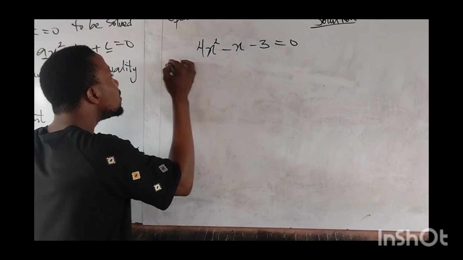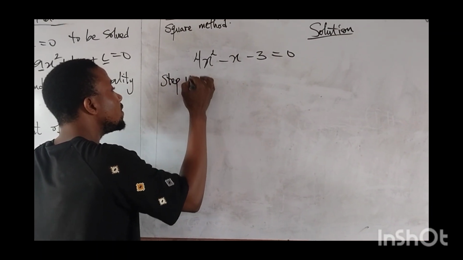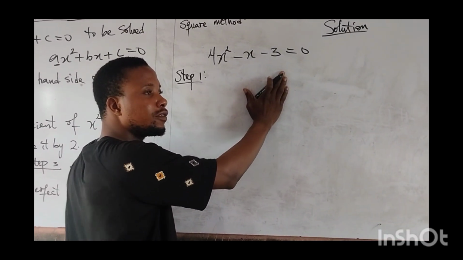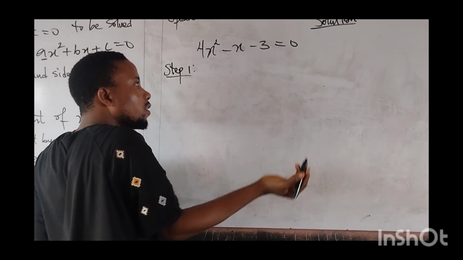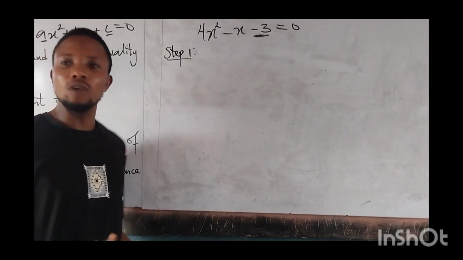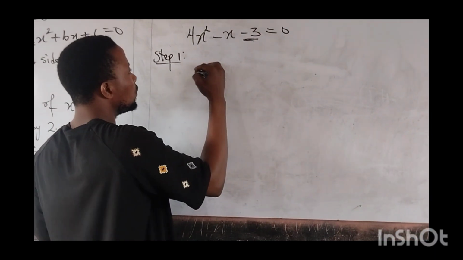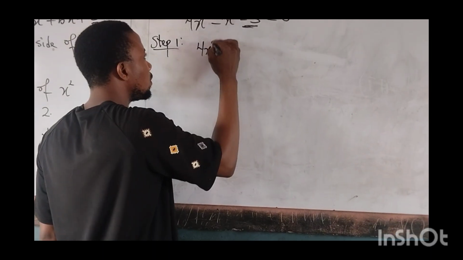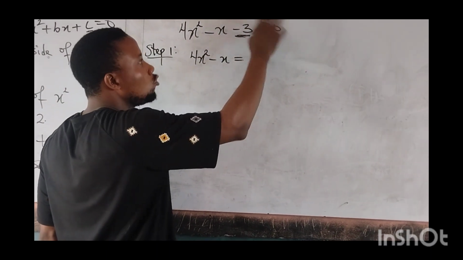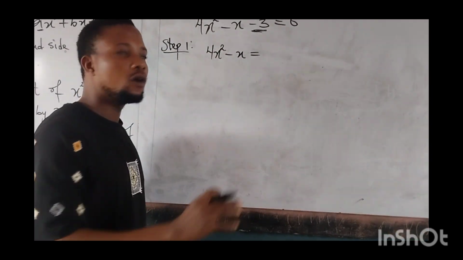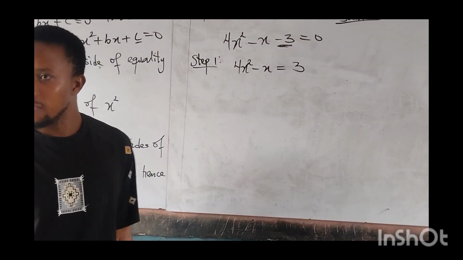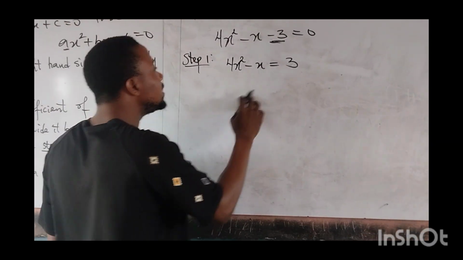Step 1, just for better understanding. What is step 1? You take the constant of the equation to the right hand side. What is the constant of the equation? Minus 3 is the constant of the equation. You are taking it to the right hand side, meaning that you have 4x squared minus x equal to, if you take this one to the right hand side, minus 3. Once you take minus 3 to the right hand side, you have plus 3. Yes or yes? Yes.